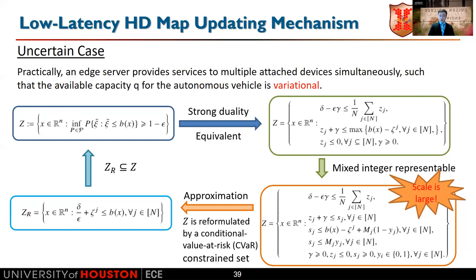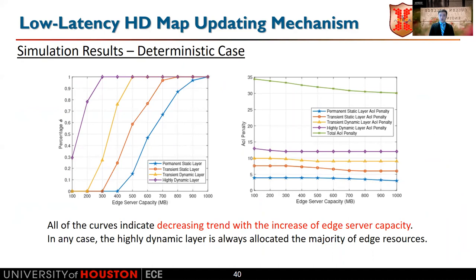So here are the simulation results for the deterministic case. The left side figure shows the percentage allocation of each layer in the HD map, and the right side figure shows the overall penalty of age of information for each layer and the total of the HD map. We can see that all the curves indicate a decreasing trend with the increase of the edge server capacity, because when the edge resources are more sufficient, more HD map data will be transmitted through the edge server so that the transmission delay can be reduced. And we can see that in any case, the highly dynamic layer is always allocated the majority of the edge resources.